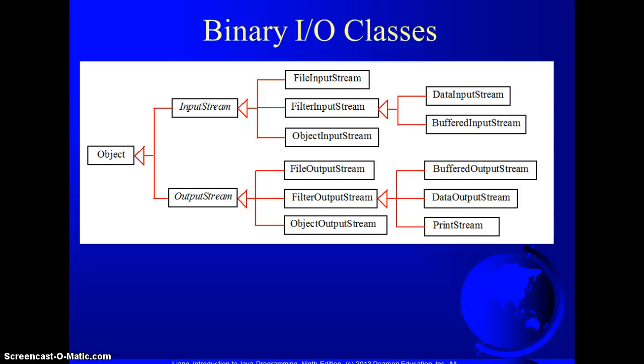Now let's look at the hierarchy here. We have input stream and output stream extending from object. For the input stream, we have file input stream that we have to deal with, and object input stream, and the filter input stream that has data input stream and buffered input stream. So this chapter is going to learn how to use these: file output stream, file input stream, object input stream, object output stream, filter input stream and filter output stream, buffered output stream, data output stream, and print stream.